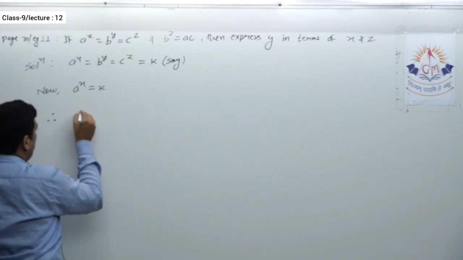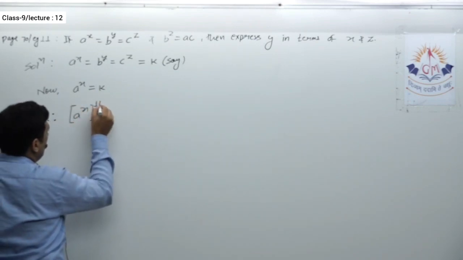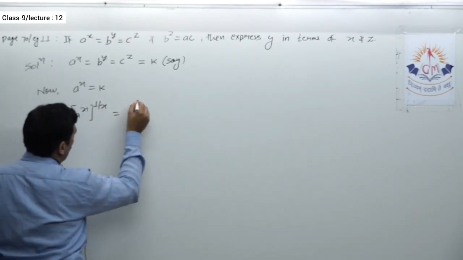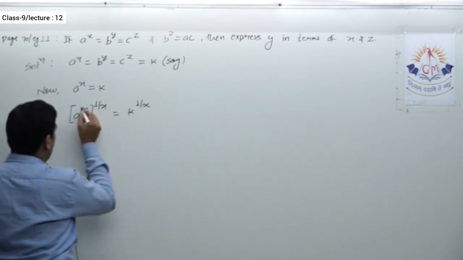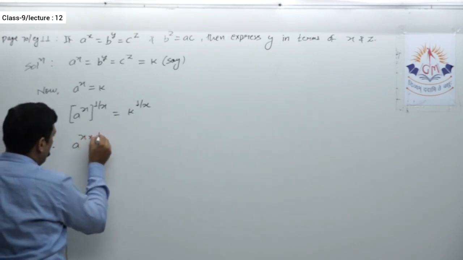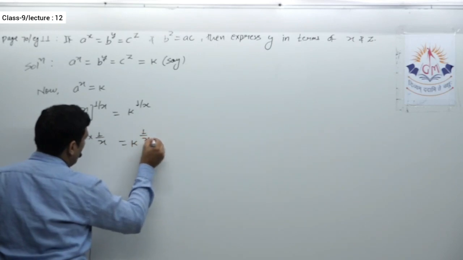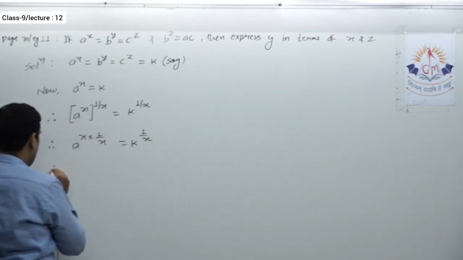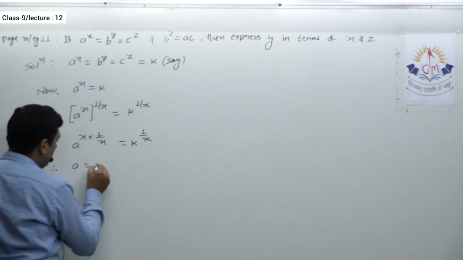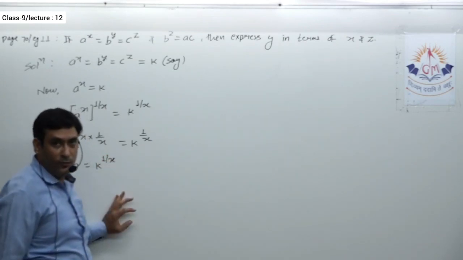So a raised to x, raised to 1 upon x, is equal to k raised to 1 upon x. Now this x and x I can cancel. This is a raised to x multiplied by 1 upon x is equal to k raised to 1 upon x. When we cancel, we get a is equal to k raised to 1 upon x. Now why am I finding the value of a?